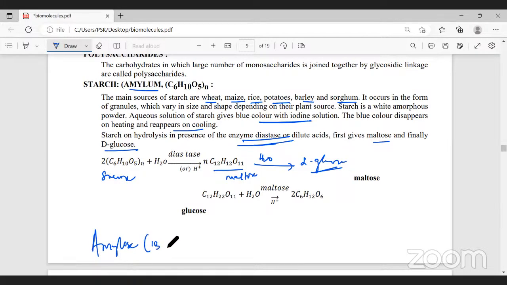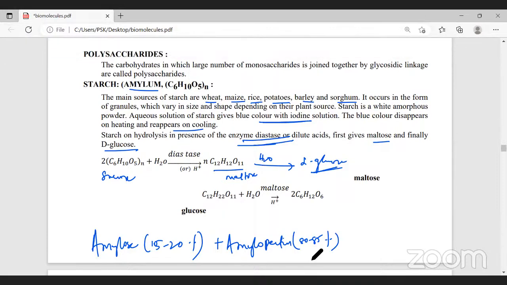It is around 15 to 20%. The second component in starch is amylopectin. This amylopectin is around 80 to 85%. They can ask you to write the partial structure of starch, amylose or amylopectin. So, the structure of amylose.